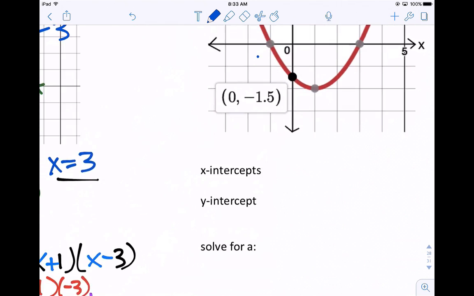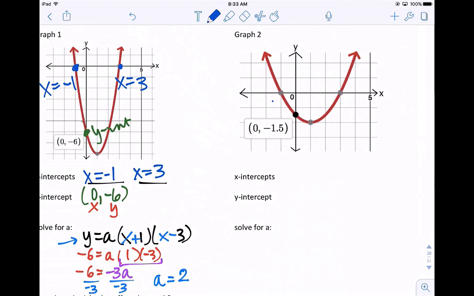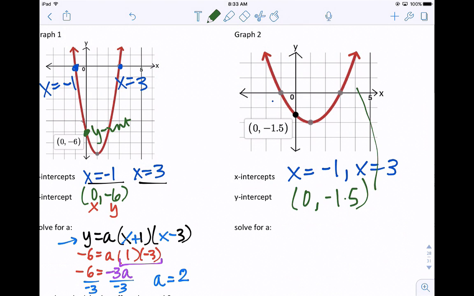Okay, let's take a look at the next one. Again, let's find our x-intercepts. It looks like -1 and +3 again. Okay, this time our y-intercept's different. 0, -1.5. We're going to rewrite our equation.